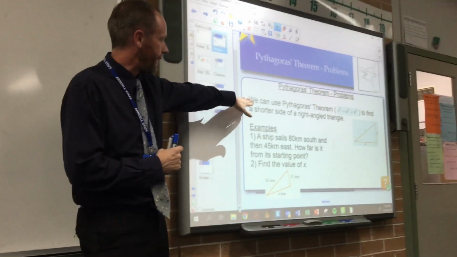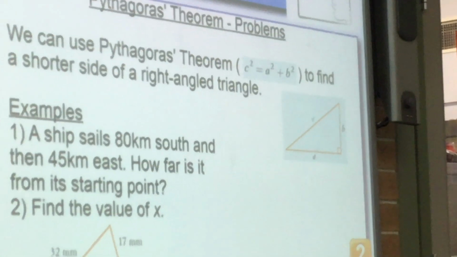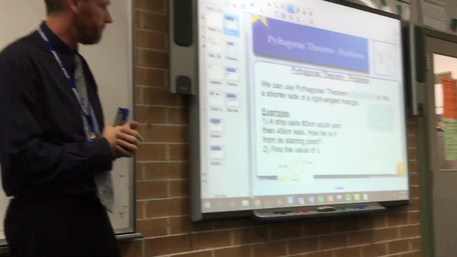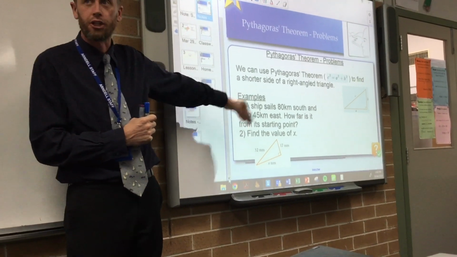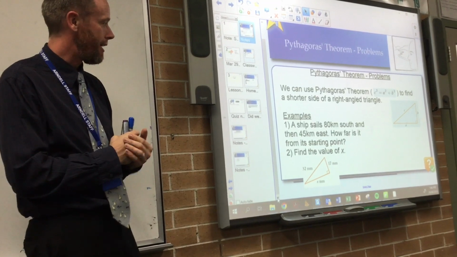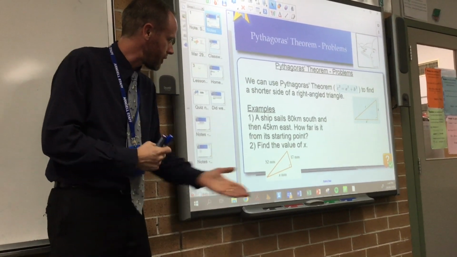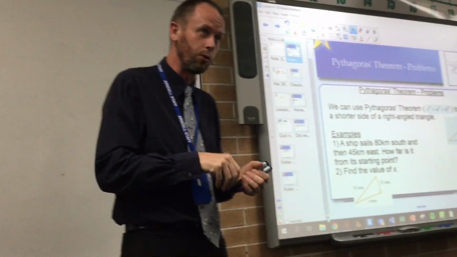So we can use Pythagoras' theorem, c squared is equal to a squared plus b squared, to find the shorter or longer side of a right angled triangle. I've got two examples. One's a more practical one. A ship sails 80 kilometres south and then 45 kilometres east. How far is it from its starting point? Or the second example, just find the value of x. We're going to do both these examples now.